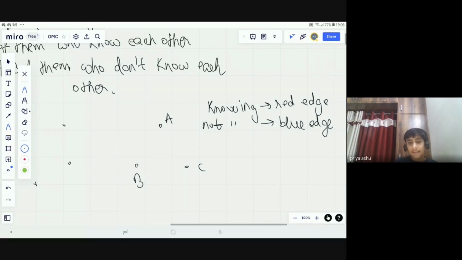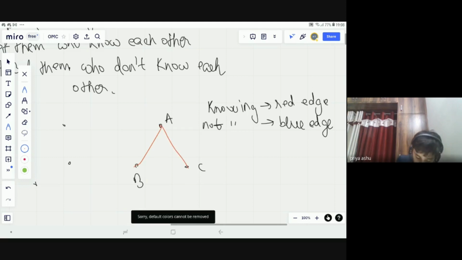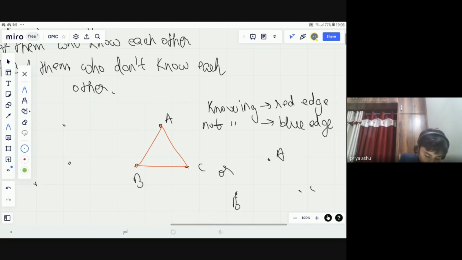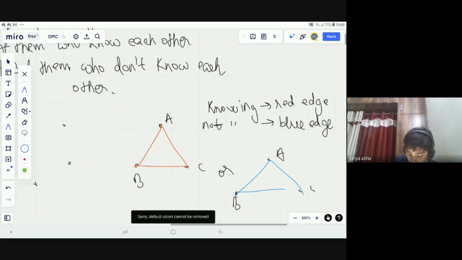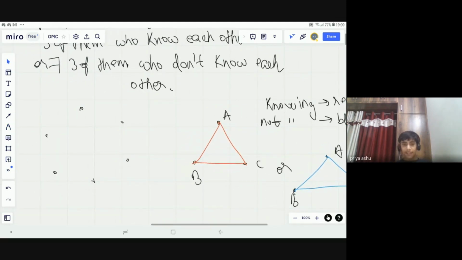So what we want to prove is that there are three people such that each of them knows the other two. That is, A knows both B and C, B knows both A and C, and C knows both A and B. So we either want to prove a red triangle, or we want three people A, B, C, none of whom know the other two. That is, A does not know B, A does not know C, and B does not know C. So in these six vertices, when we color each edge red or blue, we need to find a red triangle or a blue triangle.